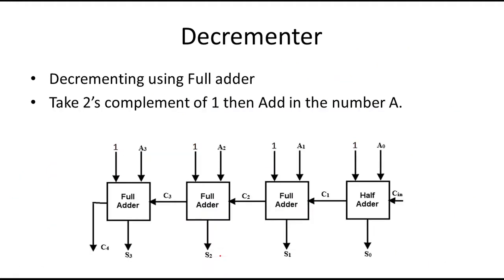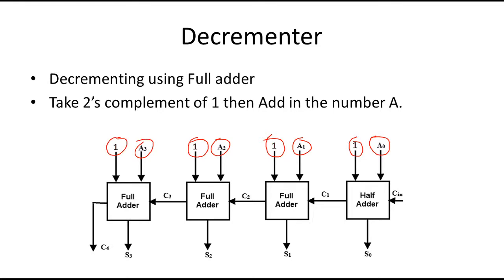So let's say decrementing by using full adders, and we have already discussed full adders and their functionality. We take the 2's complement of 1 and then add it to the number A. The 2's complement is 1 1 1 1. So here there are 4 bits. The first operand is a0, a1, a2 and a3 from least significant to most significant bits, and you see the second operand is 1 for each full adder.